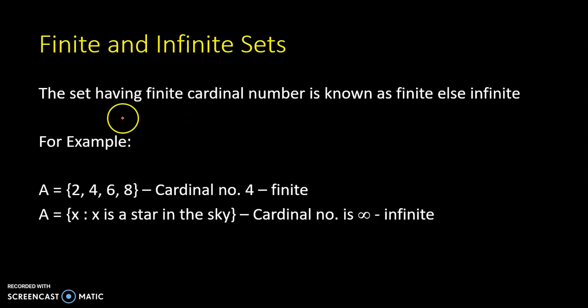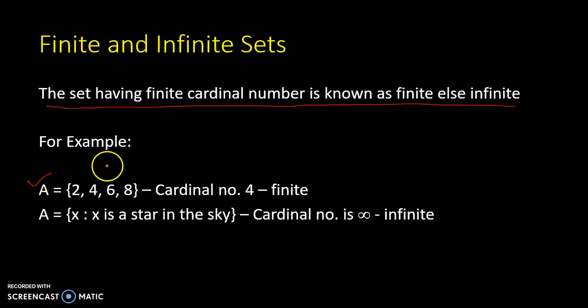Let's talk about finite and infinite sets. The definition is very simple. A set having a finite cardinal number is known as finite, otherwise infinite. For example, if I see this set, the cardinal number of this set is 4 because there are 4 members in it. So it is called a finite set. If I see this, X such that X is a star in the sky, people know that there are countless stars in the sky. It means we only know the number of stars which we have discovered. So the cardinal number is infinite and it will be called an infinite set.